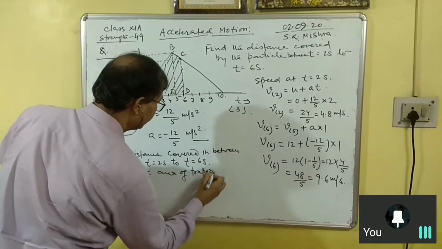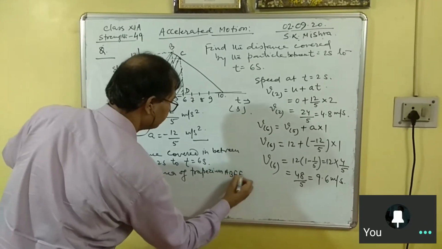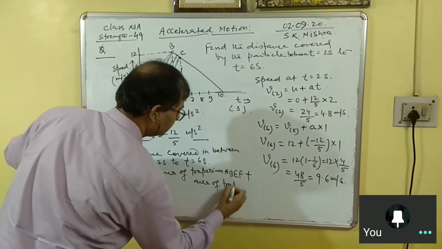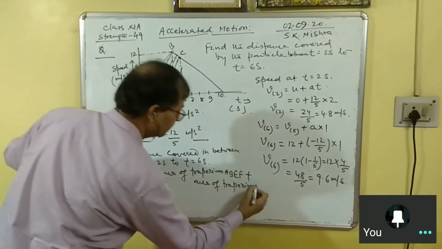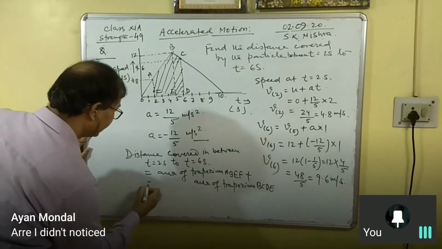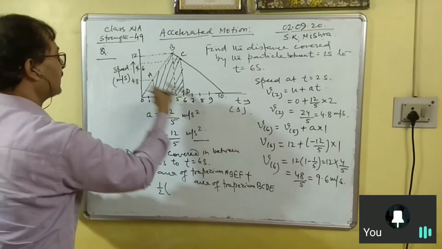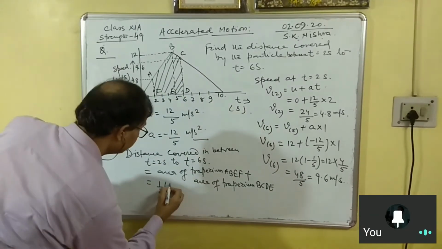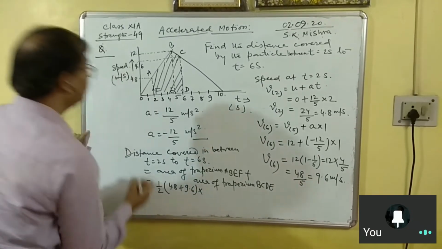So two trapezium, that is ABEF, plus the area of trapezium BCDE. Okay, so how will you find the area of trapezium? Half into the sum of parallel sides. So these two are parallel sides and this is 4.8 and this one is 9.6. So this is 4.8 plus 9.6 into perpendicular distance.